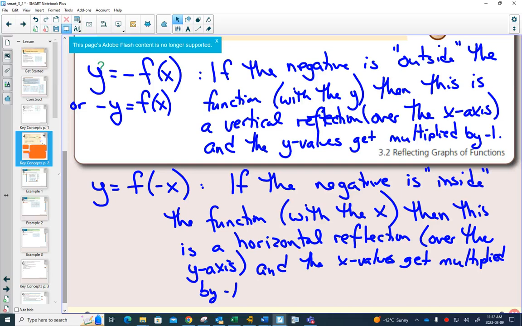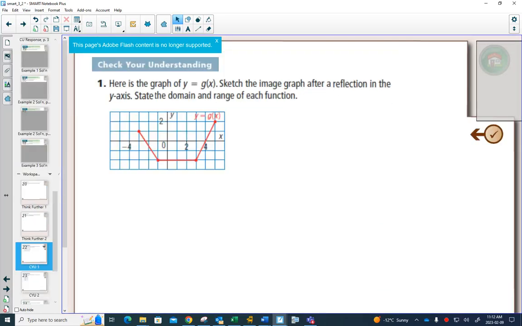So let's go to example 1. In example 1, it says, here is the graph of g of x. Sketch the image after a reflection in the y-axis. What I'd like you to do first is underline this part, a reflection in the y-axis. Because with reflections, there's a number of different ways they can ask you the same thing.